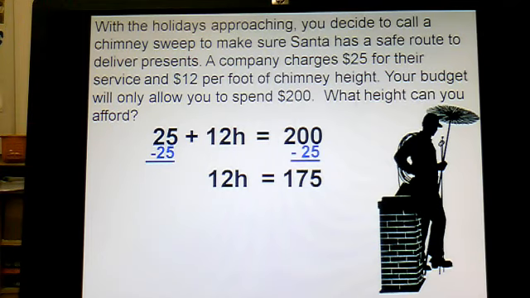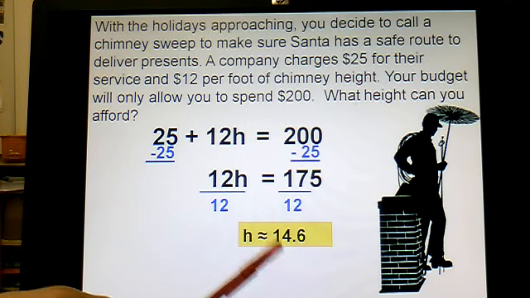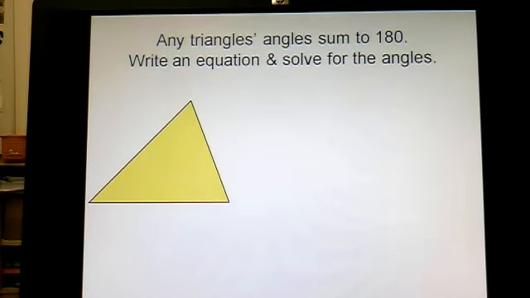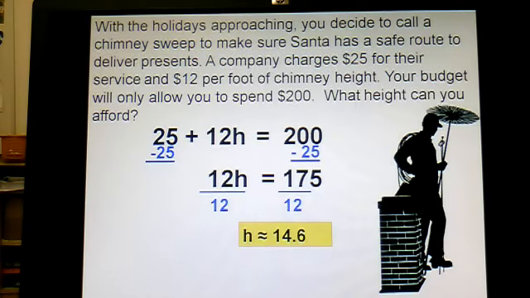And you're going to be using the calculator throughout this chapter, so don't be afraid to grab one and use it throughout the homework in these sections. If it's simple math, it works. In this case, it's not going to be exact. 14.6. So a little more than 14 feet, 14 and a half feet approximately is what you could afford. So if your chimney's 15 feet tall, you need more money.